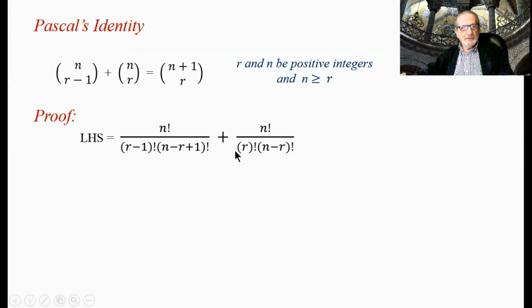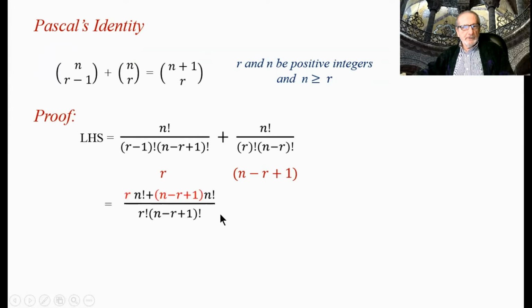So I have to add these two together, then I need to do a common denominator. This one is r factorial, this one is (r minus 1) factorial, so I have to multiply this by r. And I have to multiply this by (n minus r plus 1) to get this here. So now you do that. When you add these two together, you get (n plus 1) factorial over r factorial (n minus r plus 1) factorial, which is the right-hand side.